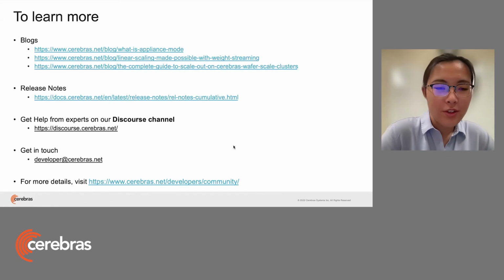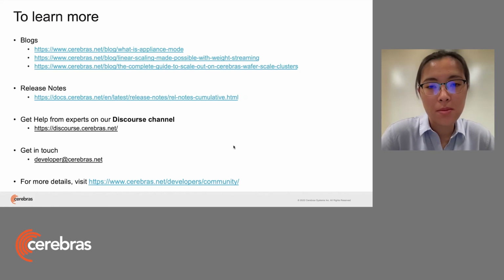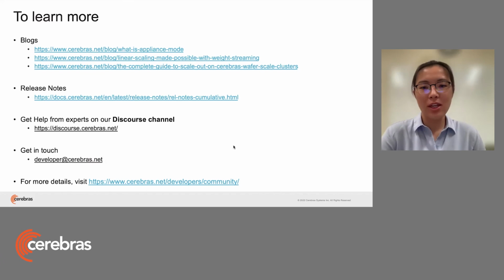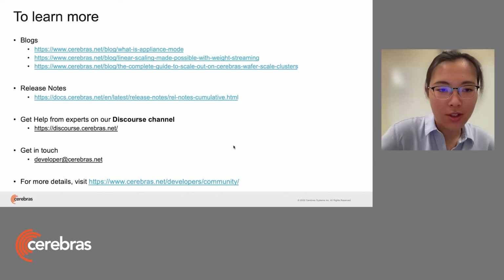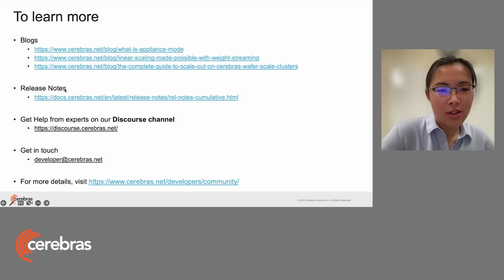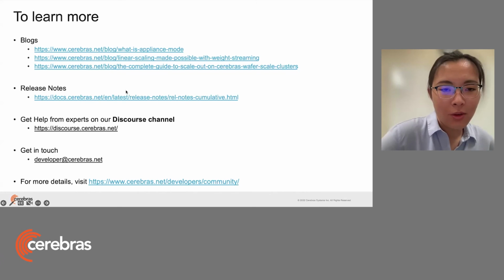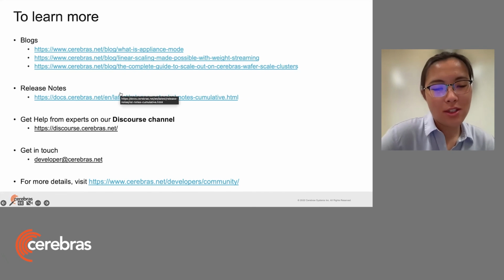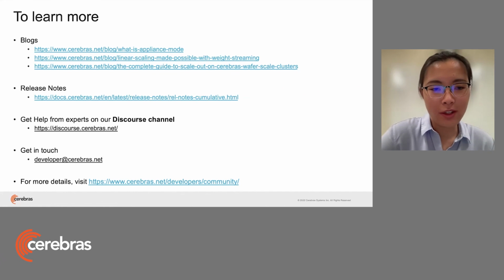To learn more, we also have technical blogs on our website introducing appliance mode, how we achieve linear scaling, and the wafer-scale cluster setup. We also have our release notes on the Cerebras documentation page that I just introduced. Most recently, we released our software version 1.6.0. If you go to this link or our documentation webpage, you will see the details of the progress we have made and what we're up to right now. A lot of exciting things are going on over there.